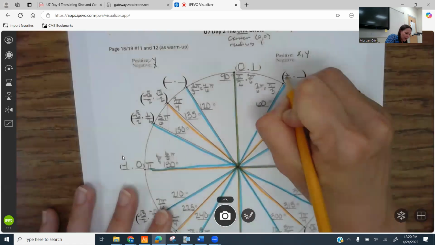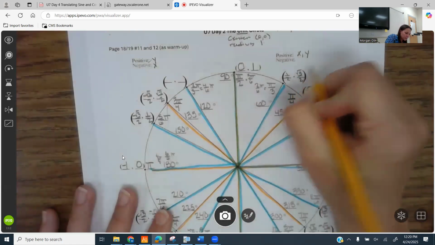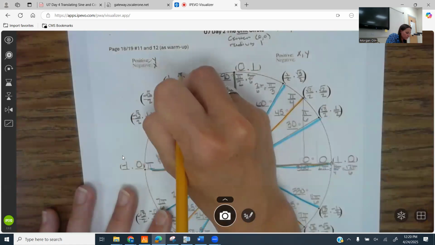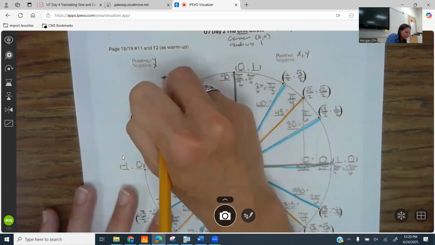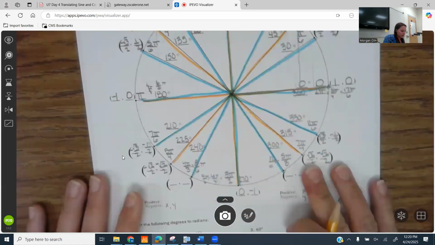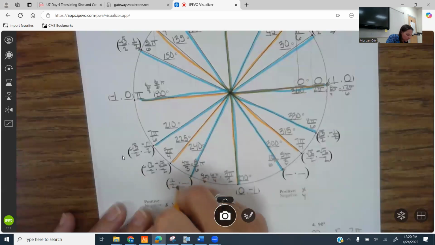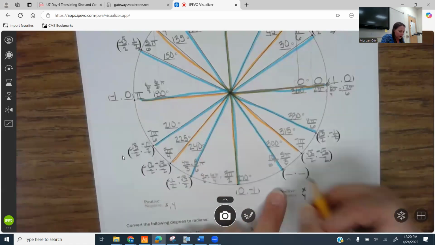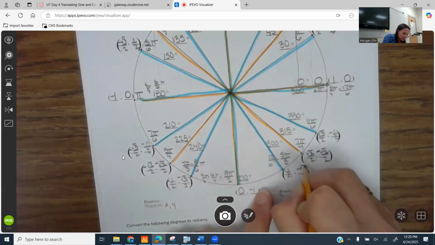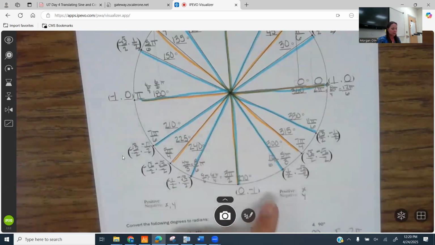Okay, so 1/2, square root of 3 over 2. All right, 1/2, square root of 3 over 2, but x is negative. Down here, 1/2, square root of 3 over 2, but both of them are negative. Here 1/2, and then it's negative square root of 3 over 2. The y is negative right there.